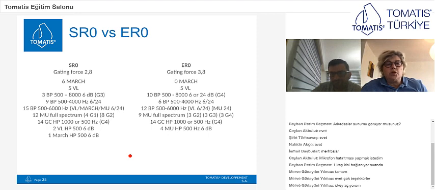We also see that we have a little bit more BPs 500-4000 in the SR than in the ER, to work more also in the slightly lower frequencies. And then we have a lot of BPs 500-6000 in both programs, okay, to cover almost the whole spectrum.